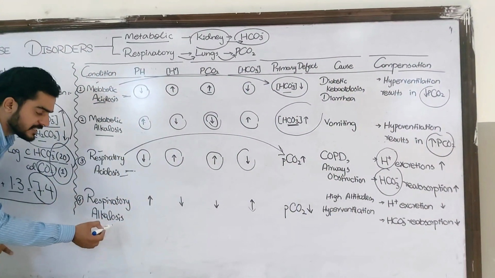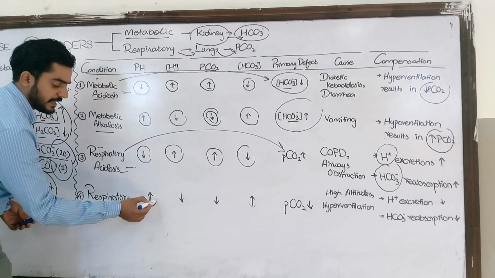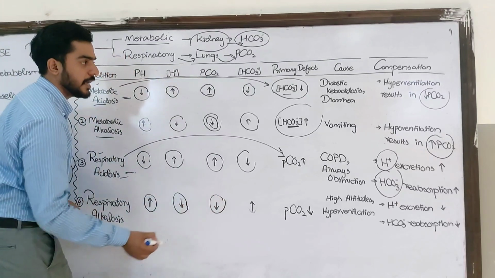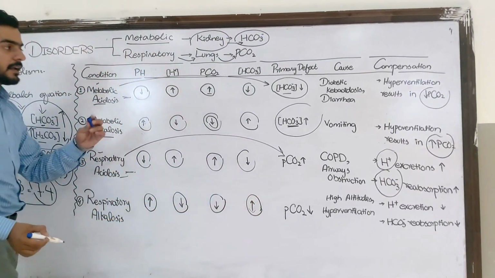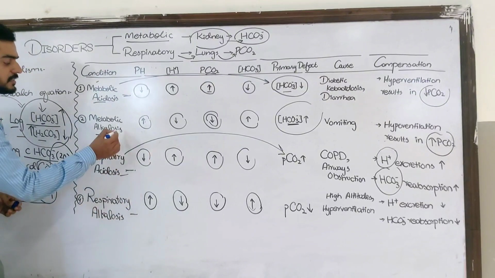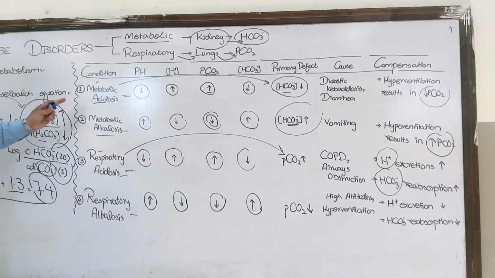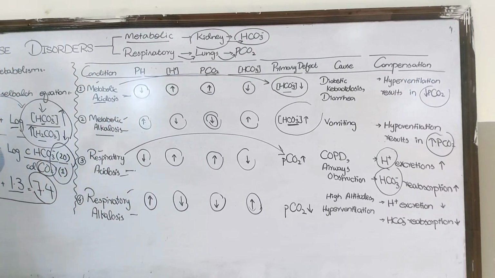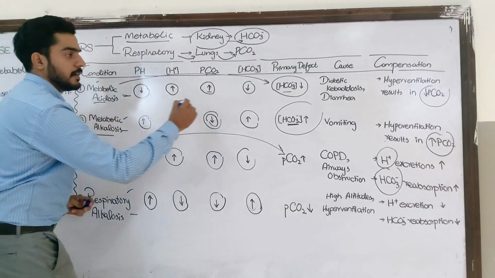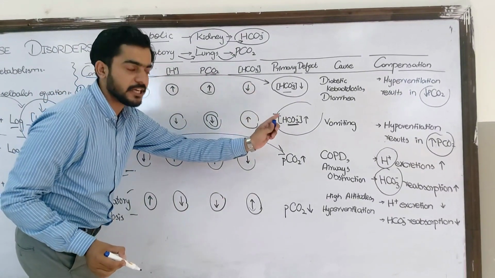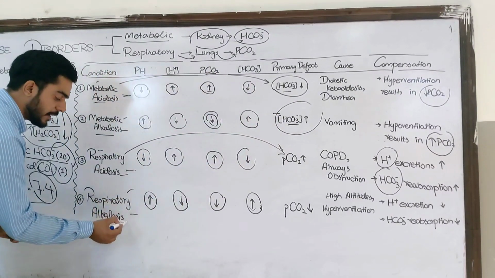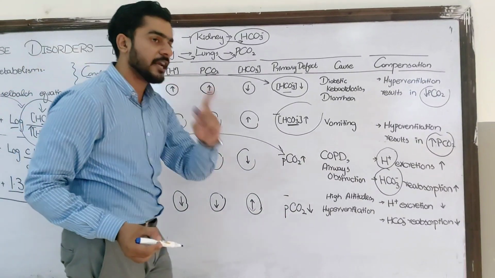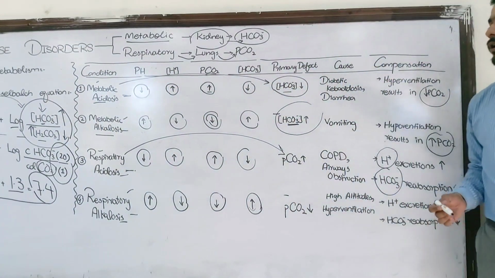Then last we have respiratory alkalosis. In respiratory alkalosis, there is an increase in the pH, decrease in the hydrogen ion concentration, decrease in the partial pressure of carbon dioxide, and increase in the bicarbonate ion concentration, same as in metabolic alkalosis. But the major difference between metabolic and respiratory is once again the major defect. The metabolic defect lies in the kidneys involving changes in the bicarbonate concentration. The respiratory defect lies in the lungs involving the change in the partial pressure of the carbon dioxide.